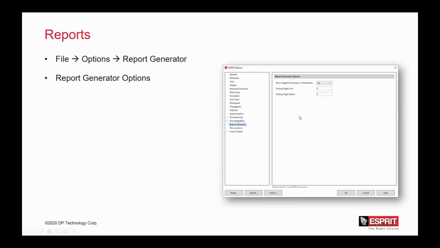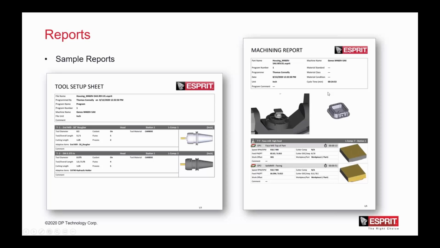And then there are some report generator options as well. So we can choose to show negative numbers in parentheses or not. And then we can control the number of trailing digits for both inch and metric separately.